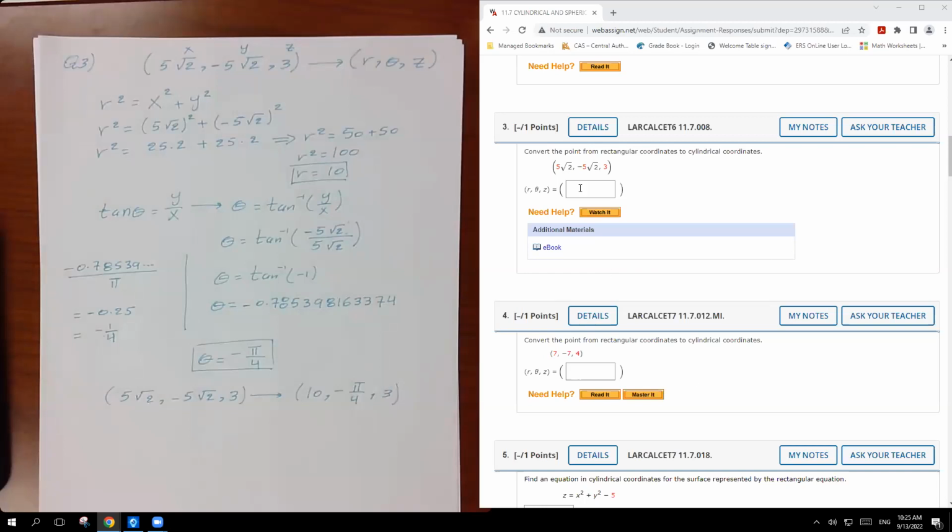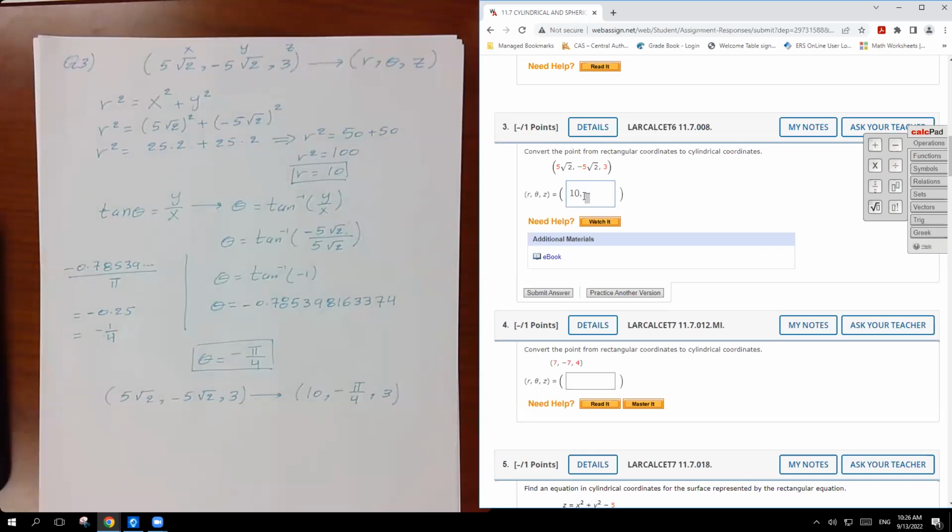So I'm just going to plug in here 10, which is r, and comma, I have to plug in here negative pi. How are we going to write down the pi? Here it's pi over 4, and comma, z is going to be the same, so it's going to be 3. So this is for example 3.